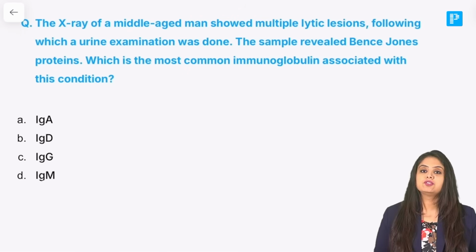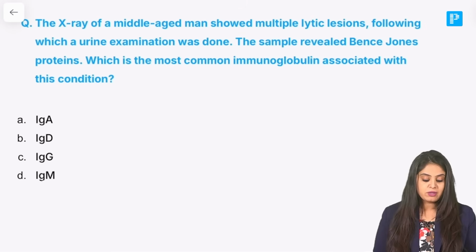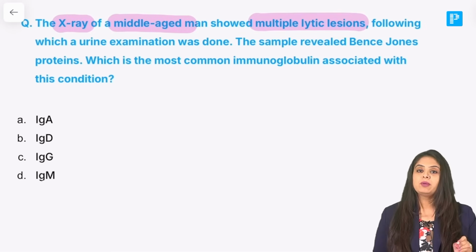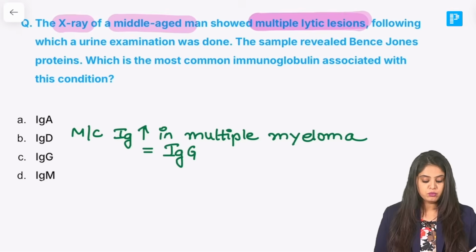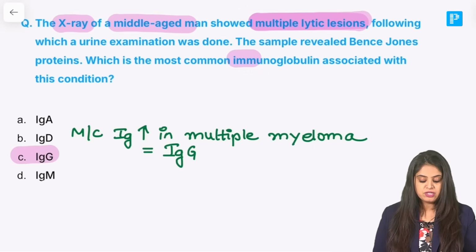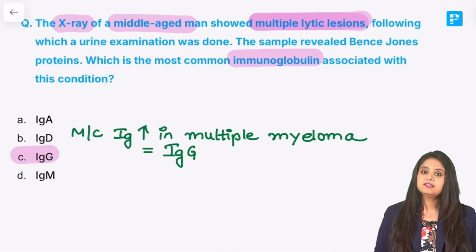Let's move on to question 2, which was again a very important and a sure shot topic for the exam, where you have an X-ray of a middle-aged man showing multiple lytic lesions. Now, whenever they say middle-aged to elderly with multiple lytic lesions, always think of multiple myeloma, which is a cancer of the plasma cells. We know plasma cells make a lot of antibodies, and you know that the most common immunoglobulin that increases in multiple myeloma is IgG, and that was the question asked.